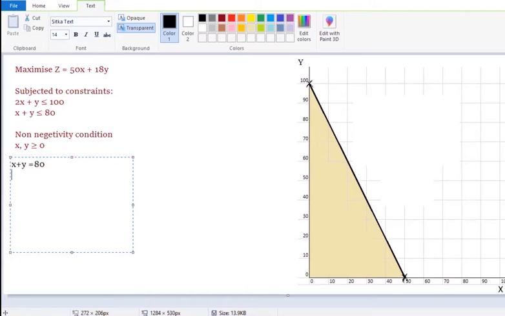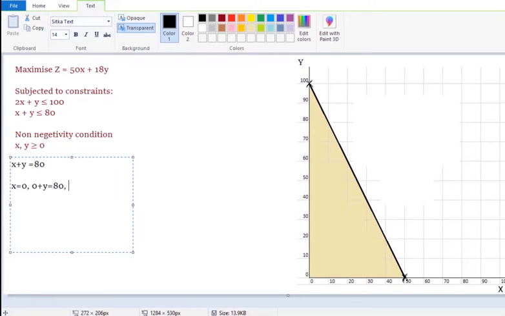I need to find out 2 points on this equation, x plus y equal to 80. For that, I first put x equal to 0. So when I put x equal to 0, what will I get? I get 0 plus y equal to 80.